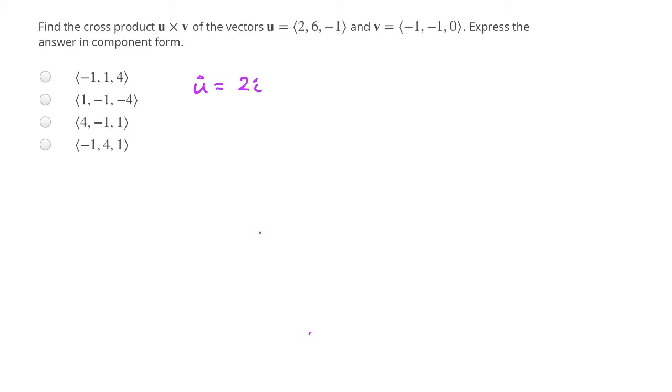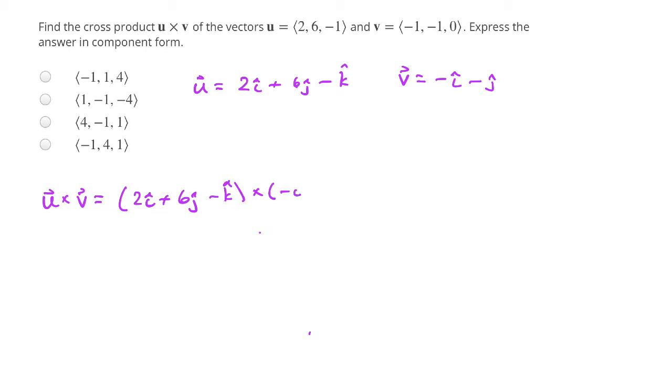Well, if we want to use the algebraic properties, then we can say that u is just going to be the vector 2i plus 6j minus k. Our vector v will be minus i minus j. So if we're doing the cross product of those two vectors, u cross v, that's going to be 2i plus 6j minus k crossed with minus i minus j.